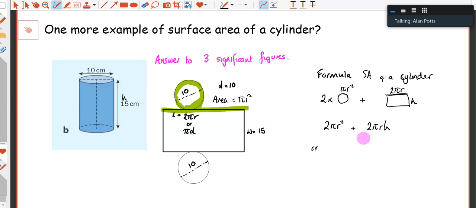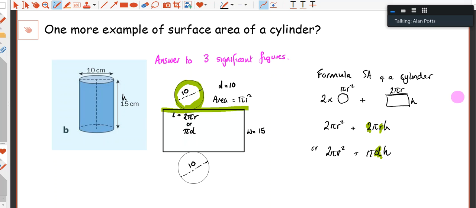Or just to change this end one, 2 pi r squared plus pi d h, because the 2r is the same as the d. Alistair, does that look a little bit like what you were working on? Okay, so that's why it's not a different method, it's just writing the formula for what we've been doing.